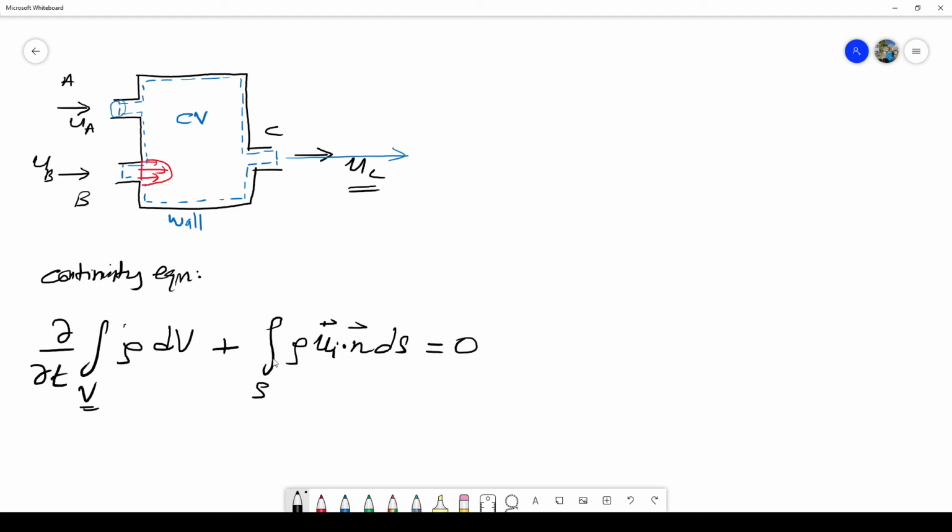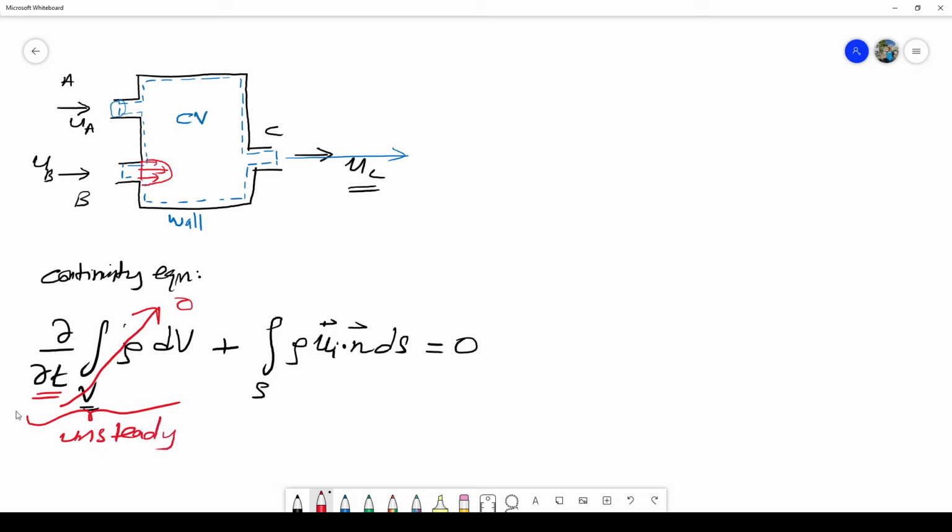But how can we use this equation to solve the problem, which is to determine the velocity leaving the control volume at C? The problem mentions that the density is constant and the flow is steady. So the first term in the continuity equation can be ignored, because it has the time derivative, which is usually used for unsteady problems.